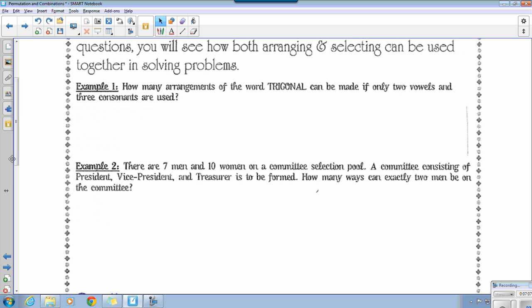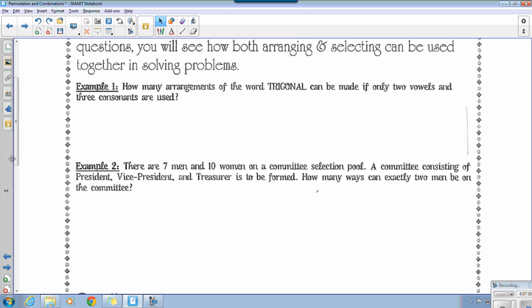How many arrangements of the word trigonal? How many arrangements of this word can be made if only 2 vowels and 3 consonants are used? Okay? So this is a situation where we're going to be choosing letters and we don't care what order we choose them in, but then we need to rearrange them.